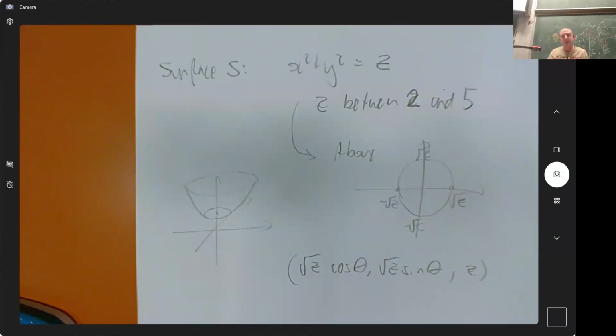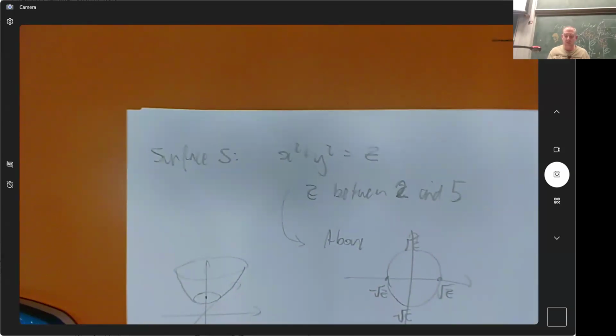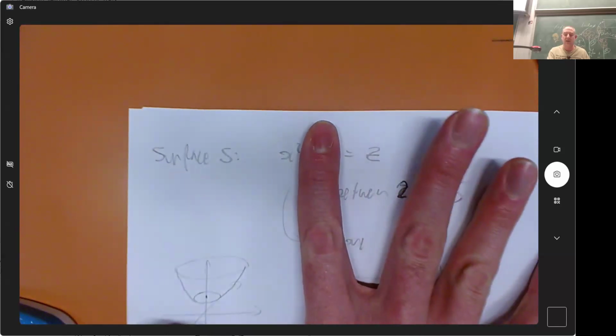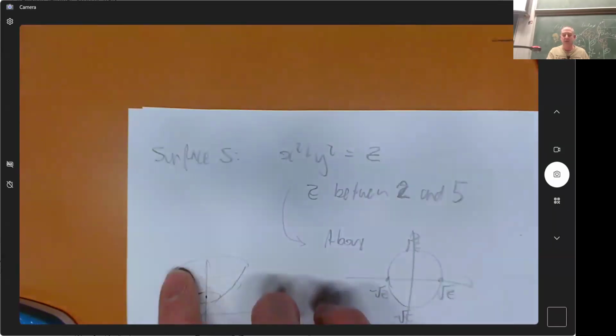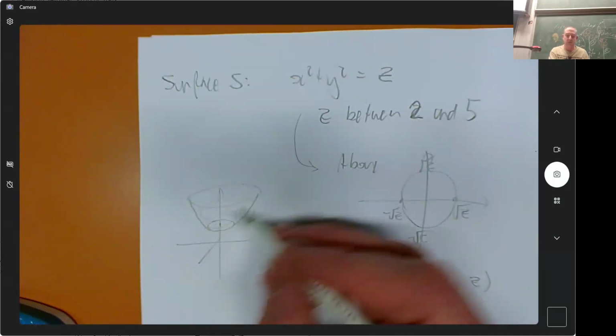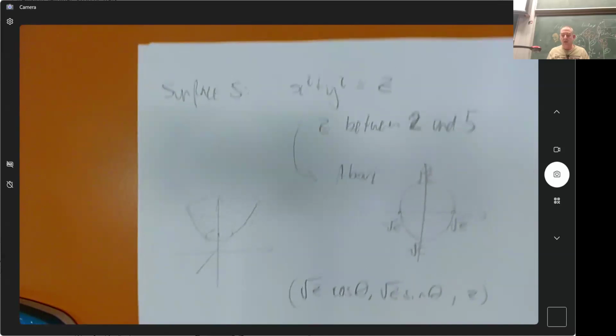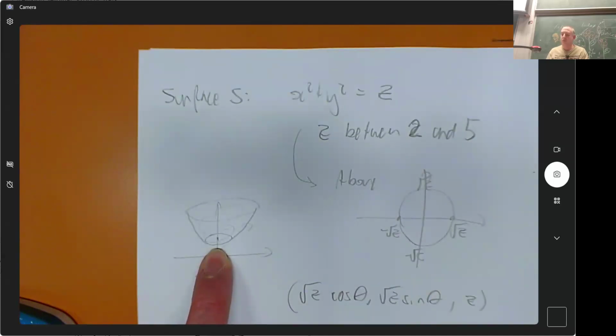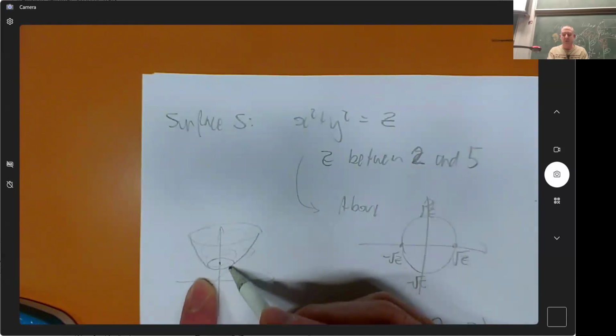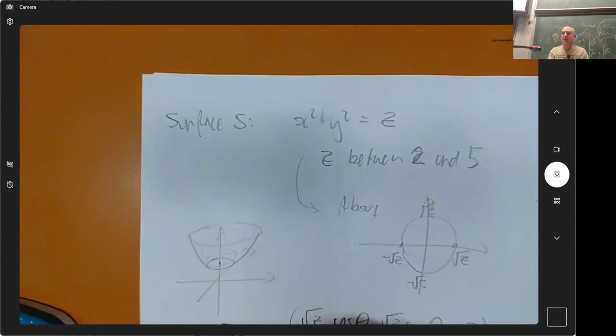I know it's curved because when I pick y to be 0, I get z equals x squared. So this is in fact a parabola shape, but only a piece of it, because it only starts at 2. If we started at 0, it would come all the way to the bottom. And if we started at -5, there wouldn't be anything down there.